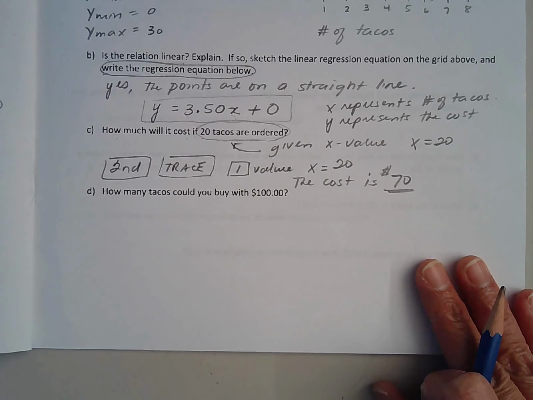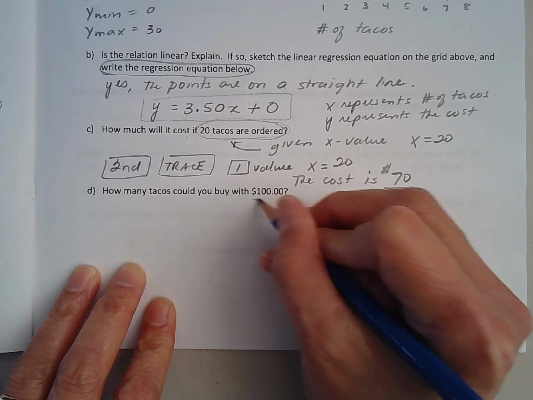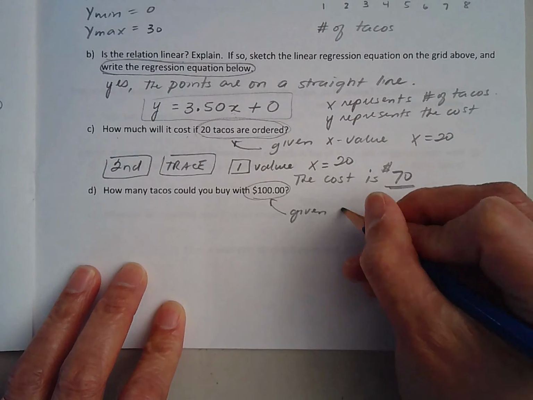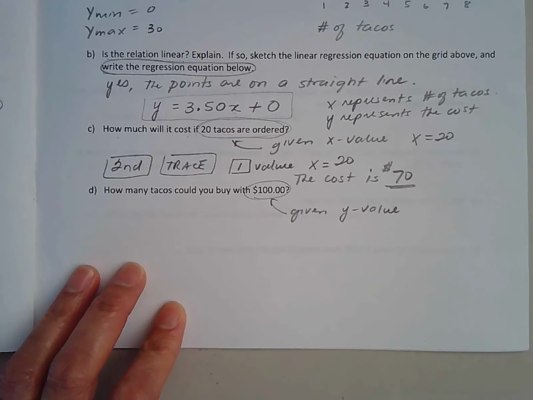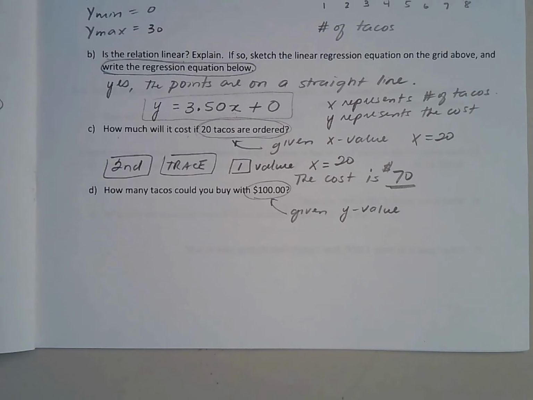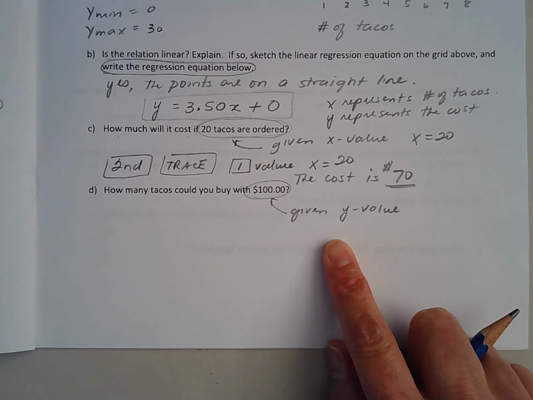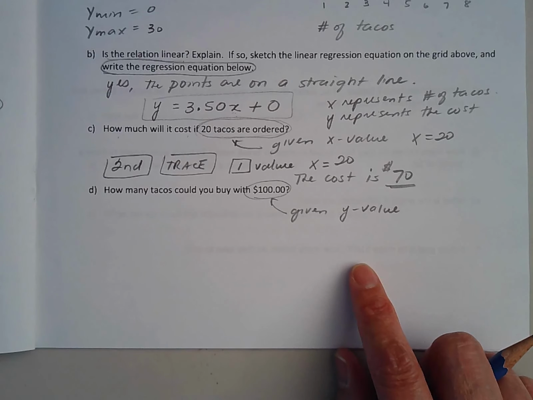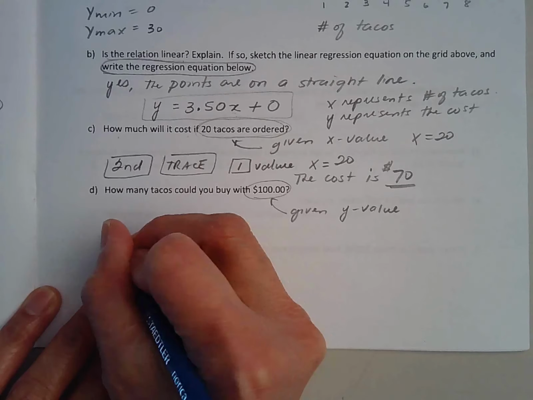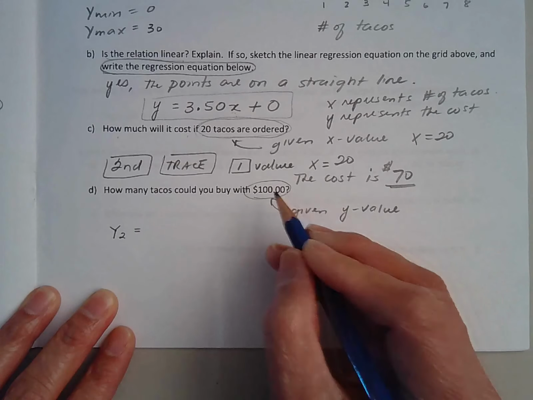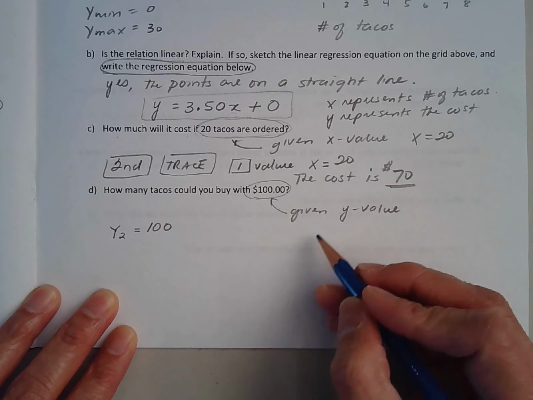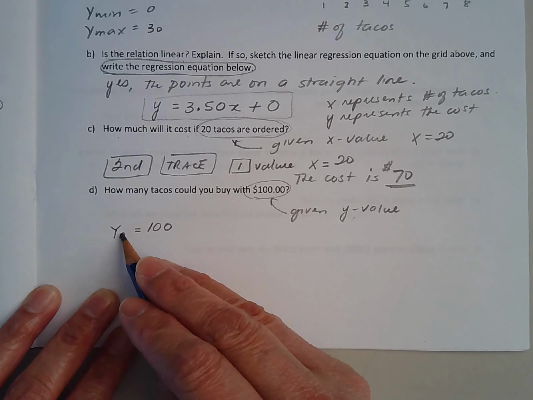Okay, what information is given here? We're given the y value. Is everybody okay? Nicole, are you okay? Okay. So we're given the y value. Unfortunately, our calculator is restricted in this. We can't enter a y value and figure out x, right? So how can we do that again? We're gonna go y2 equals $100. Okay, y2 is 100 because this is a y value, right?